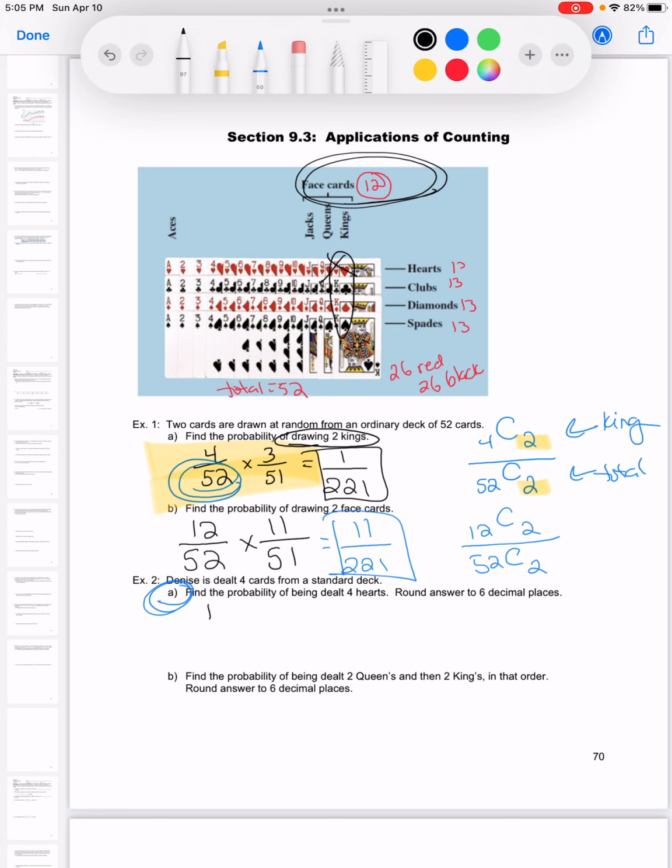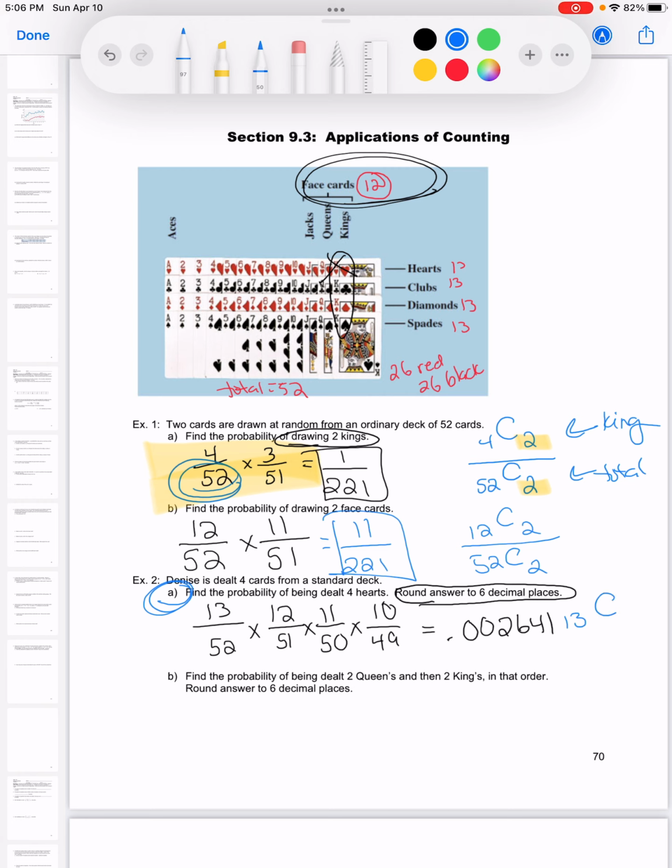All right, coming back. One way to work it with the fractions, there are 13 hearts, and we're going to keep reducing down each time we draw a card. We only pick out 1 card at a time, so we reduce it 1 at a time, just decreasing by 1. This one did say to round to 6 decimal places, so I can leave it as a decimal. That's going to give me 0.002641. Or, to get the same answer, we could use our combinations, and we would have a 13 for the number of hearts there are, and we're choosing 4, over 52 choosing 4. Both of those are going to get us our same answer.